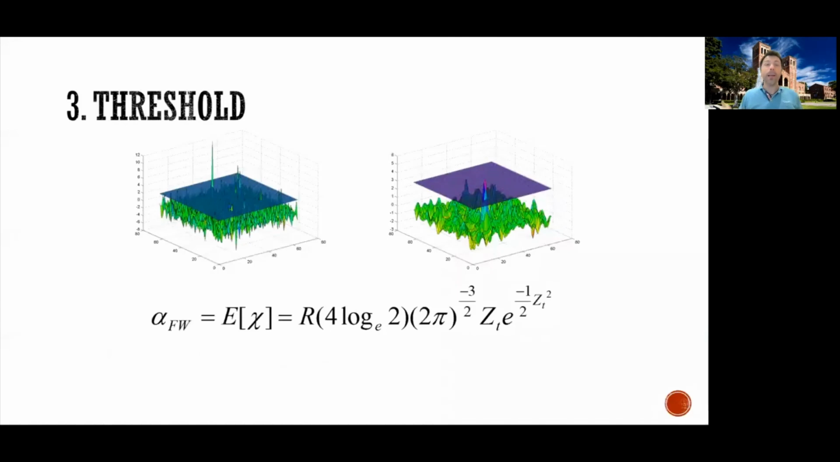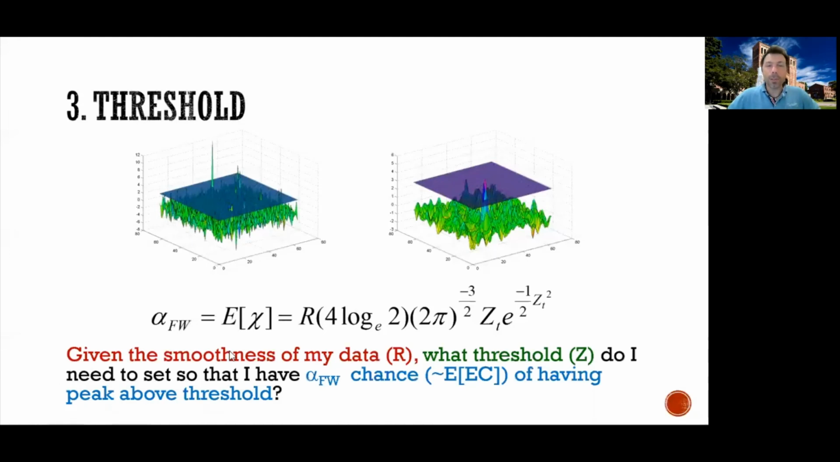And so step number 3 is where it all comes together. This is actually the expression for deriving the threshold, but to put it in English, you can see it this way. Given how smooth my data are, the resel count, which we calculated earlier, what threshold Z do I need? How high up do I need to cut the map of data so that I get a family-wise alpha, which happens to be approximated by the expected value of the Euler characteristic, of having one peak or more above threshold?